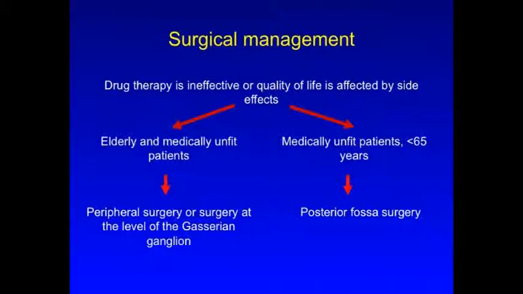Now this is a diagram to show another way of choosing the right patient for the procedure. Now, the elderly patients are medically unfit. Of course, they're not surgical candidates. They go into the category of peripheral surgery and surgery at the level of the Gasserian ganglion. And the posterior fossa surgeries are considered in younger patients, younger than 65.